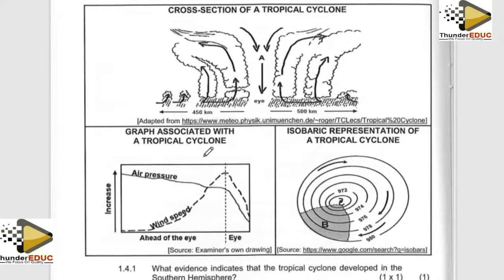So we have the graph associated with the tropical cyclone here. They are showing the air temperature and the wind speed. This is ahead of the eye. This is in the eye. So we also have the isobaric representation of the tropical cyclone, and we have a dangerous quadrant on this side. We have the symbol of a tropical cyclone there that can also tell us the hemisphere. You know very well, if the symbol is like that, it tells us a lot about the hemisphere. Even in the diagram, if the arrows are like that, it also tells us about the hemisphere, which is the southern hemisphere. But we shall see as we proceed with the questions.